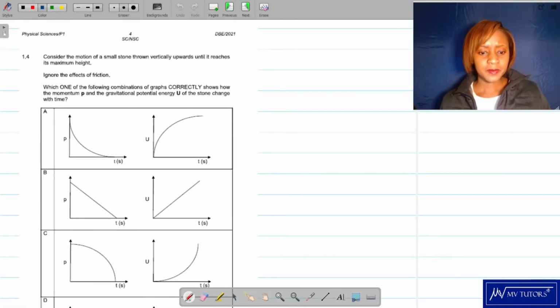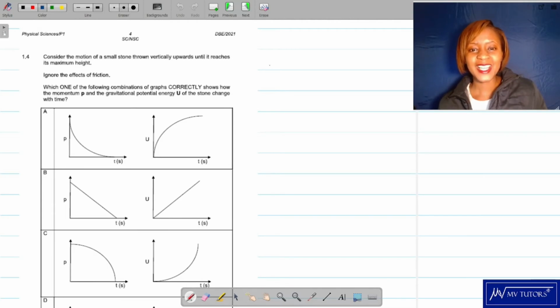Consider the motion of a small stone thrown vertically upwards until it reaches its maximum height. Okay, so in my mind, I want to draw it out, like what is happening here. So if I have my displacement versus time graph, this thing is thrown vertically upwards. If I'm choosing upwards as positive, it will do this, and that's the maximum height that it reaches. Now how would the velocity time graph look?